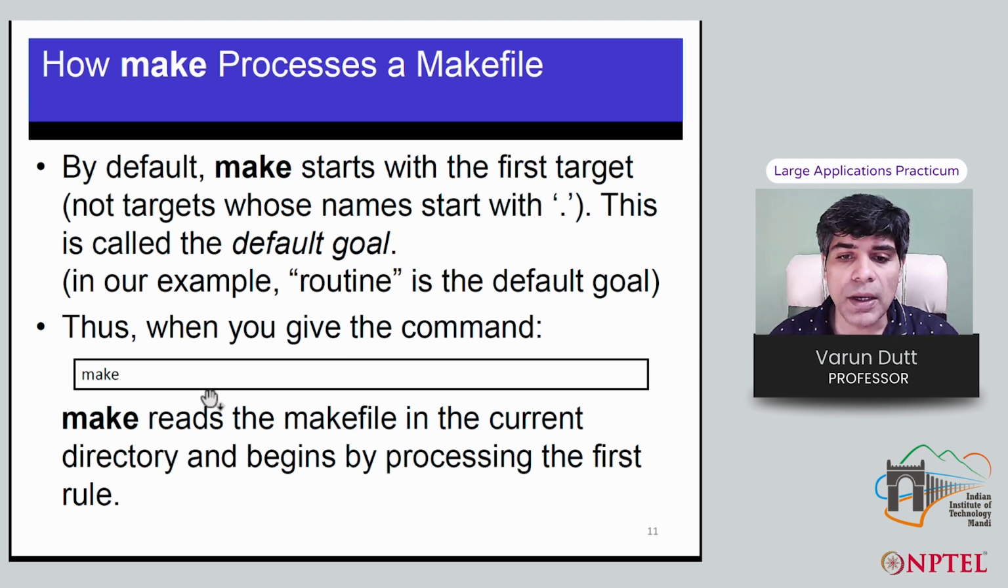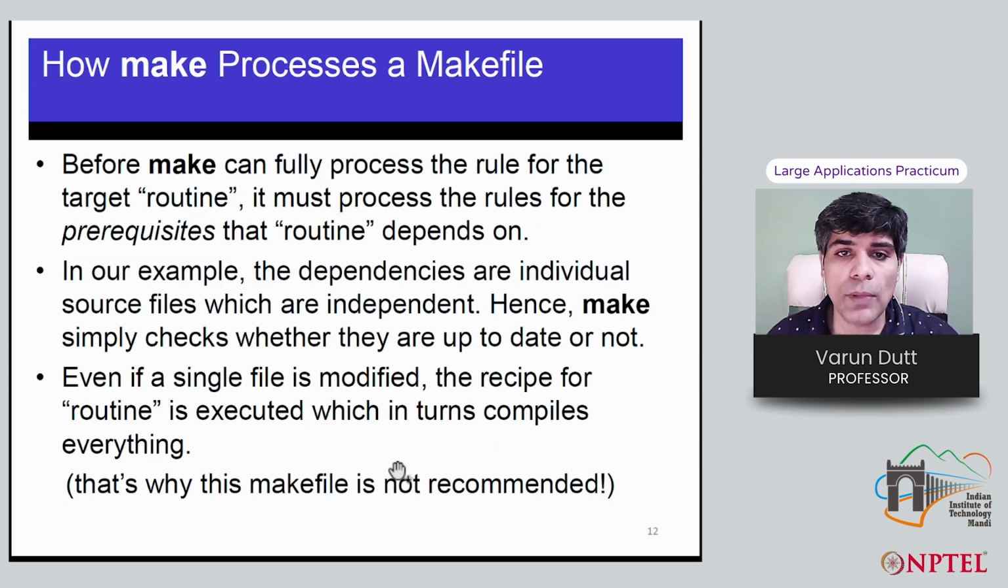So when you run the Make command, Make will first read the Makefile in the current directory and then begin by processing the first rule. Then it will go sequentially, rule by rule, and process the entire set of rules in the Makefile till it runs out of all the rules, and then it stops execution. Before Make can fully process the rule for the target routine, it must process the rules for the prerequisites that routine depends upon.